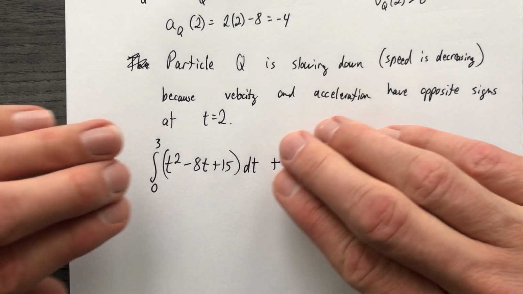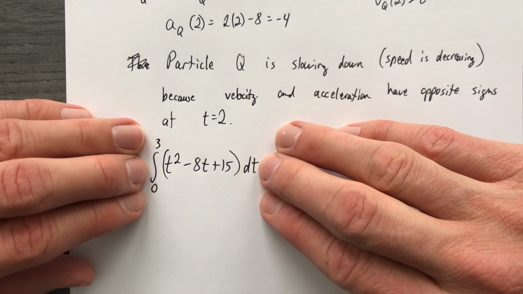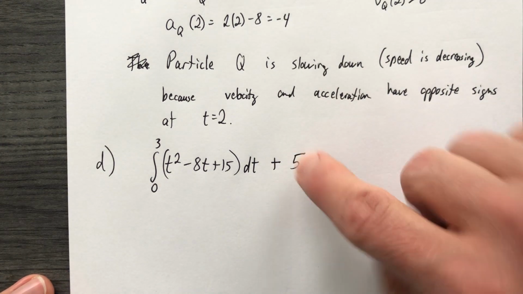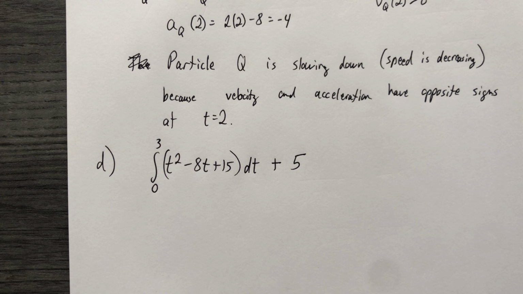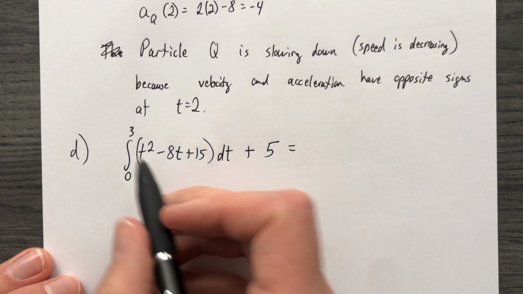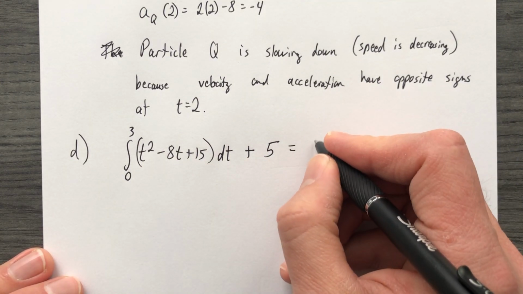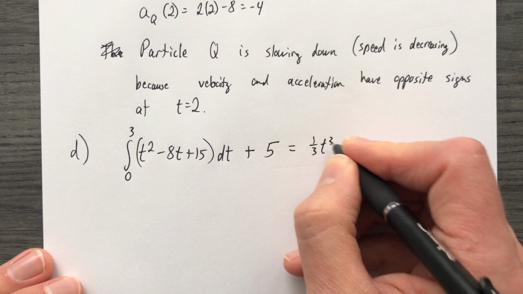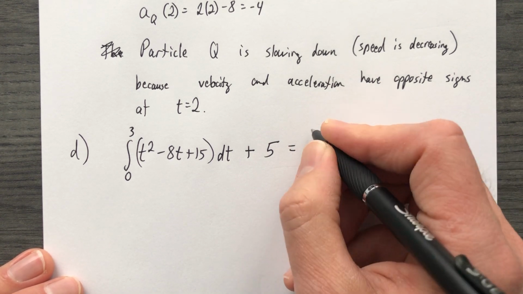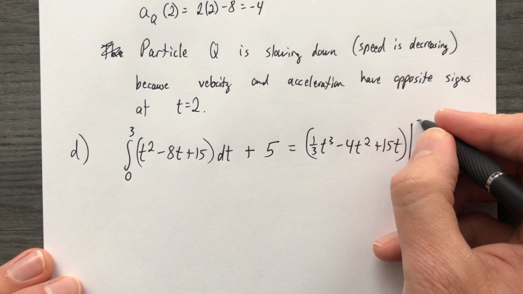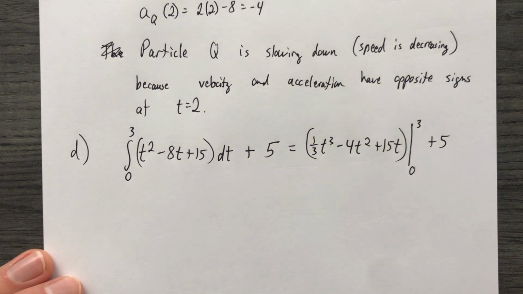So we're going to plug a 3 up here. And this tells me its displacement from 0 to 3. And this tells me where it started. So where it started plus its change is going to tell me where it is. So let's keep going. Antiderivative of this guy is going to be 1/3 t cubed minus 4t squared plus 15t. That takes care of this portion. We're going from 0 to 3, and then we're going to add 5 to that.